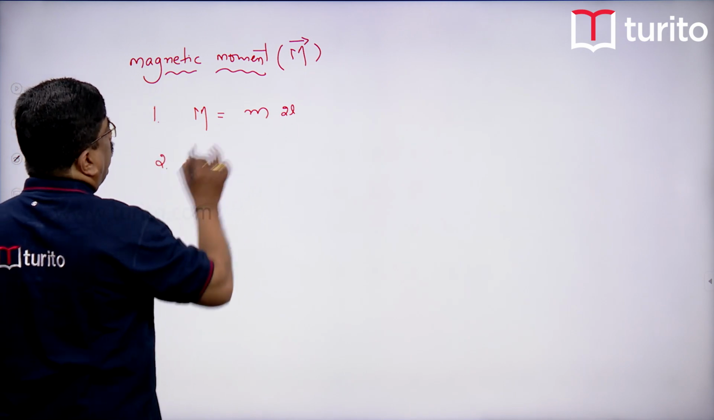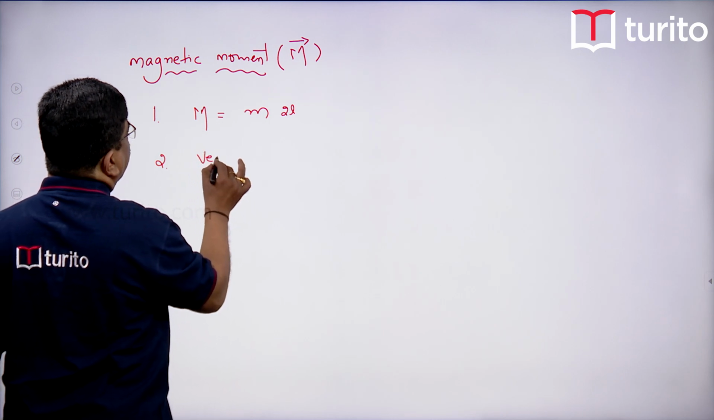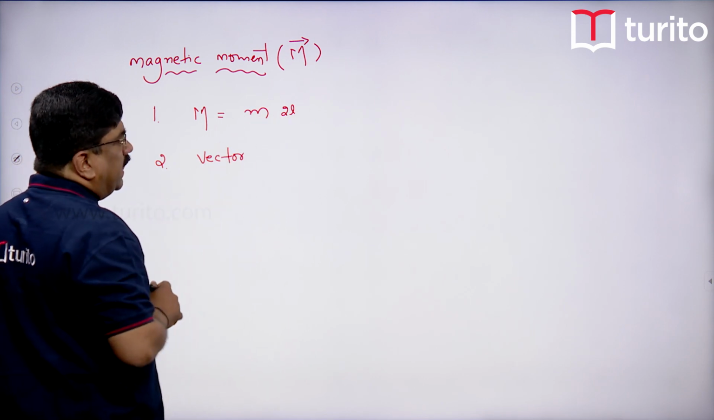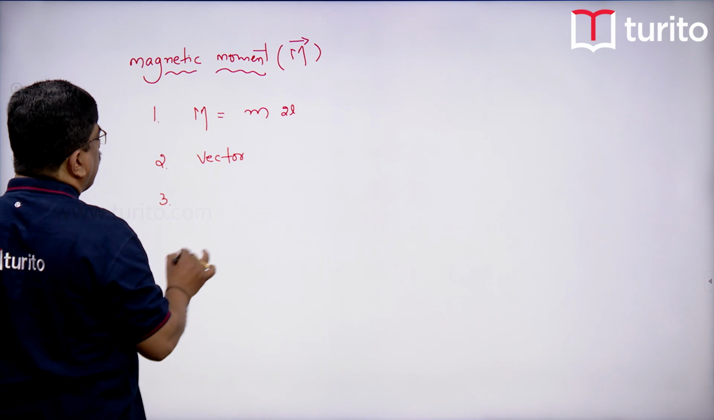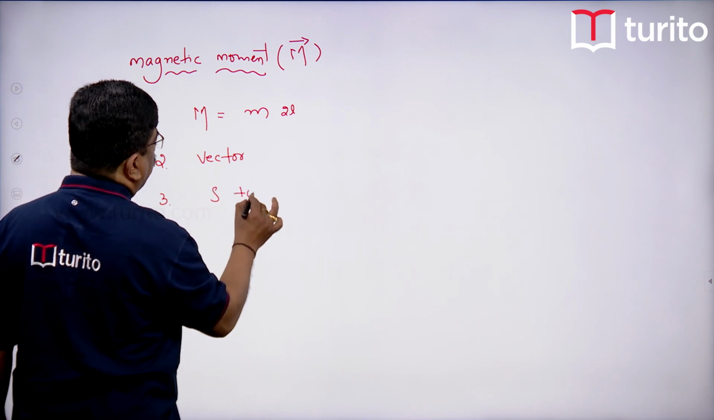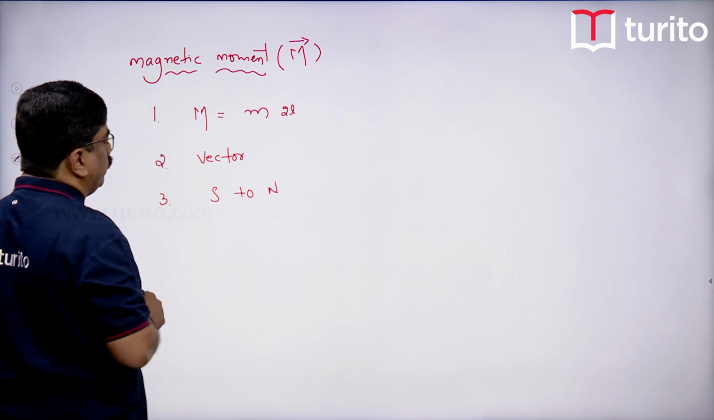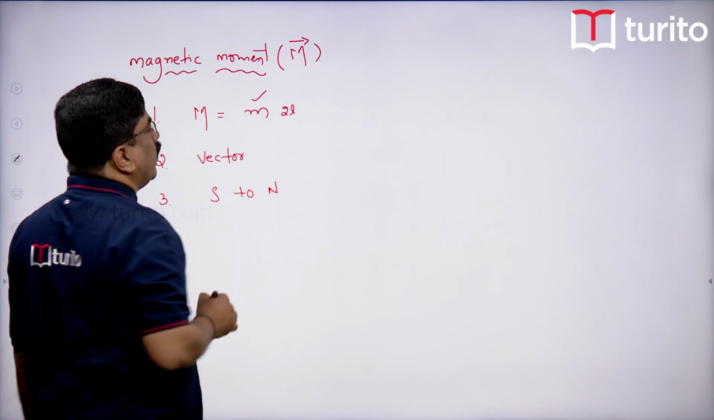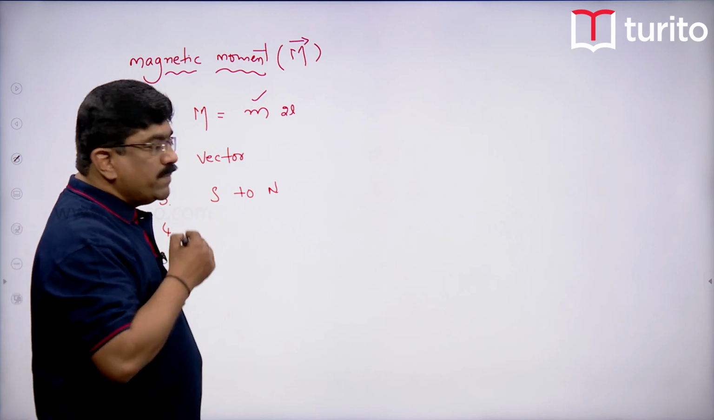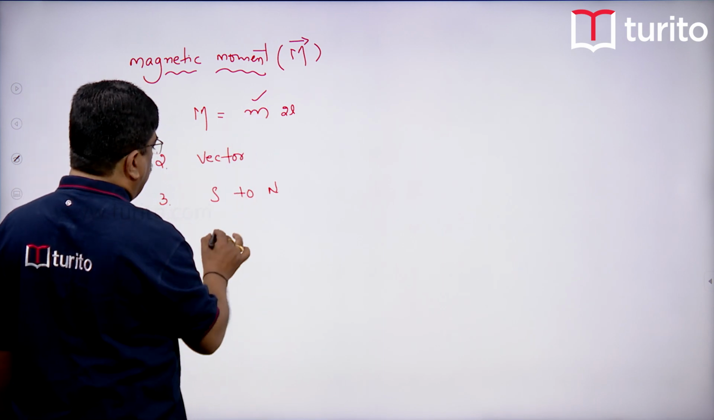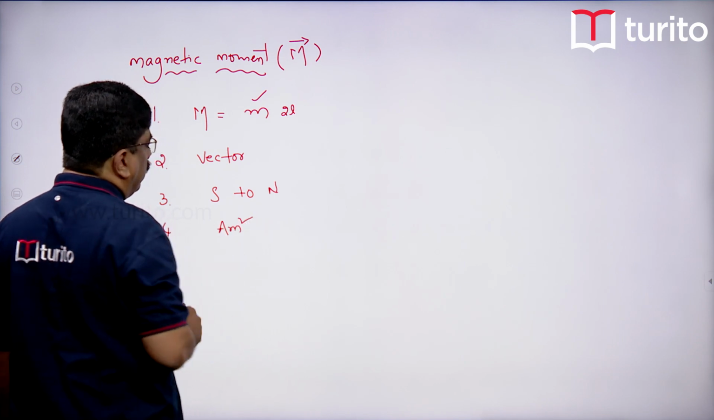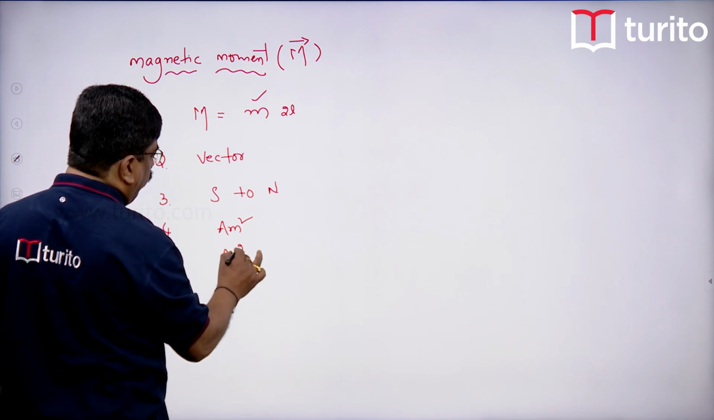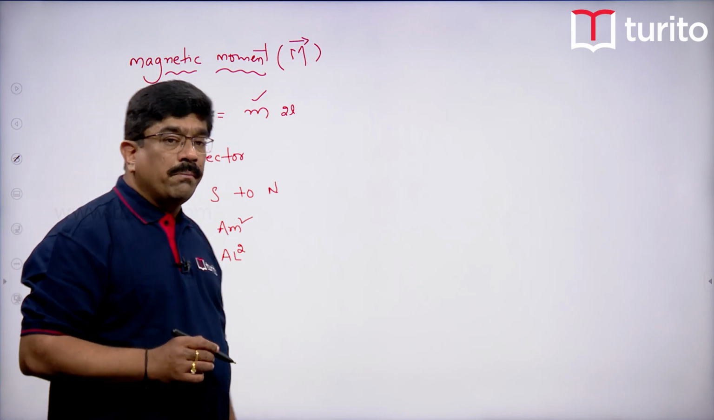Next point, as 2L is a vector quantity, capital M is also a vector quantity, and as magnetic length is directed from south pole to north pole, the direction of magnetic moment is also from south pole to north pole. Next, the unit of magnetic moment: pole strength is ampere meter, 2L is meter, so ampere meter into meter, ampere meter square. This is the unit, and the dimensional formula is A L square.